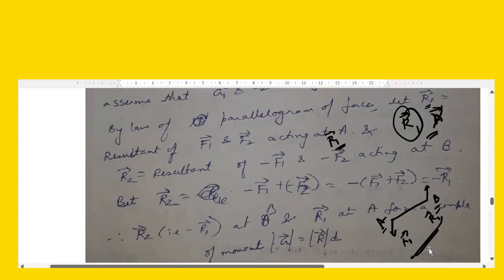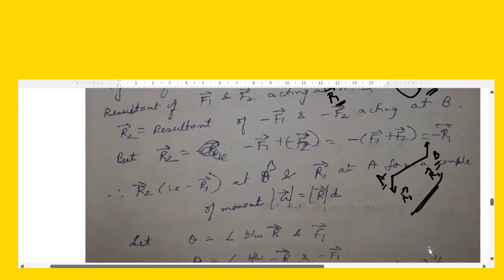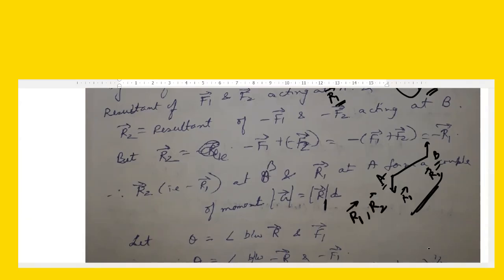So what should be the moment of the couple? The perpendicular distance separating them is D, so it should be R1 into D. Here it should be R1 again. So R1 into D is the moment of this couple. Which couple? The moment of the couple formed by the forces R1, minus R1 acting at the point A, acting at the point B. So this equals R1 magnitude into the perpendicular distance separating them, that is D. So R1 into D.